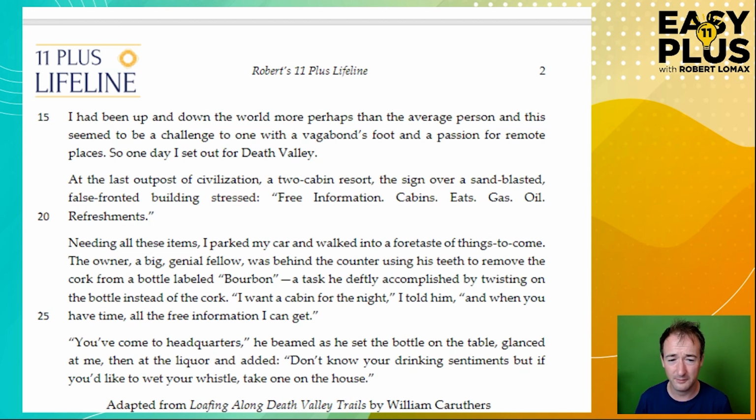Information. So all these other things here are absolute essentials. You would not want to go into one of the hottest and most barren places on Earth without having had somewhere to sleep in a cabin, but also without food, without fuel and oil for your vehicle, and without drinks. I suppose eats and refreshments are probably different. I reckon refreshments probably covers things to drink.